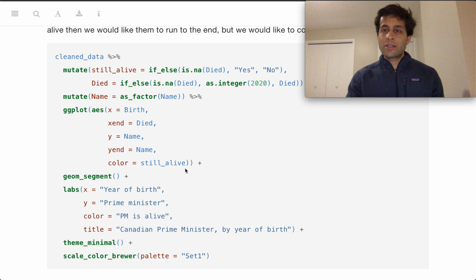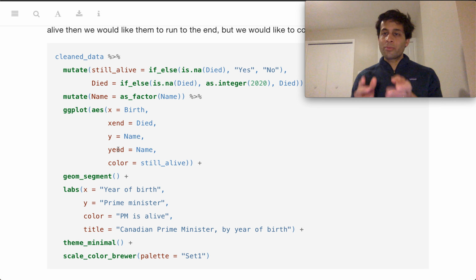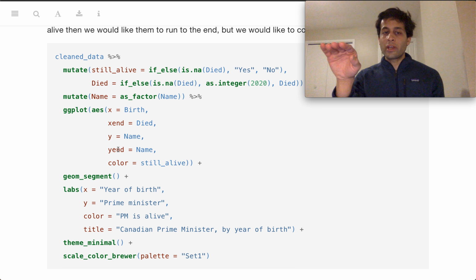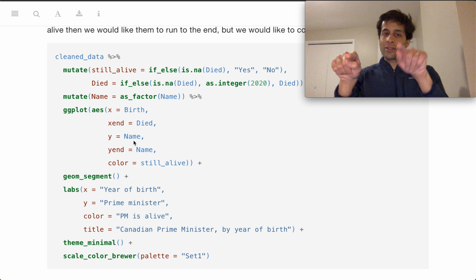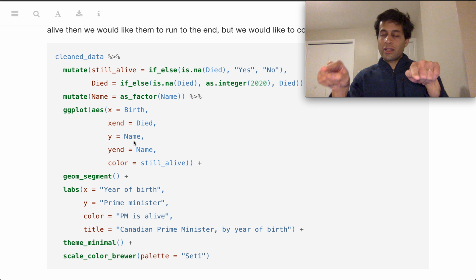Now there's a few new arguments here that you may not have seen before, xend and yend, and this is just because we are using geom segment. And so geom segment takes a starting point and an ending point, and so that is why we need the xend and yend for each of the x-axis and y-axis. In our case, we just want a flat line for each prime minister, and so our y and our yend are going to be the exact same value, but of course our x and our xend are going to be different values because we want a line that starts when they were born and ends when they died.